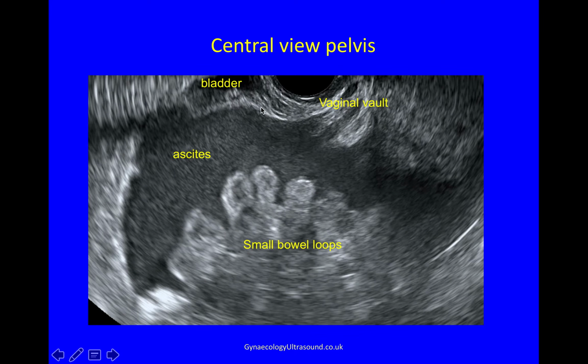In a central view of the pelvis, here you can see the bladder. This is the top of the vagina, the vaginal vault. Remember, she's had a hysterectomy. Here are some small bowel loops, and this is ascites, and it's cloudy ascites.